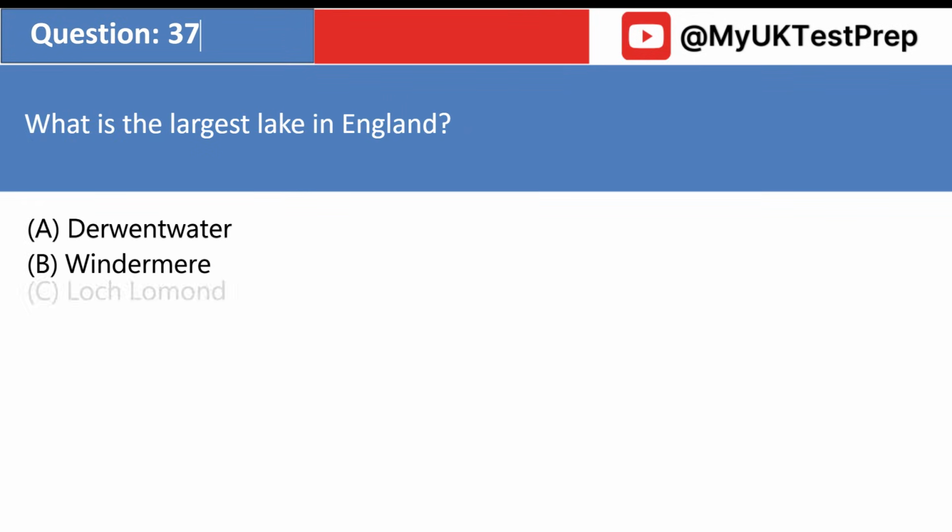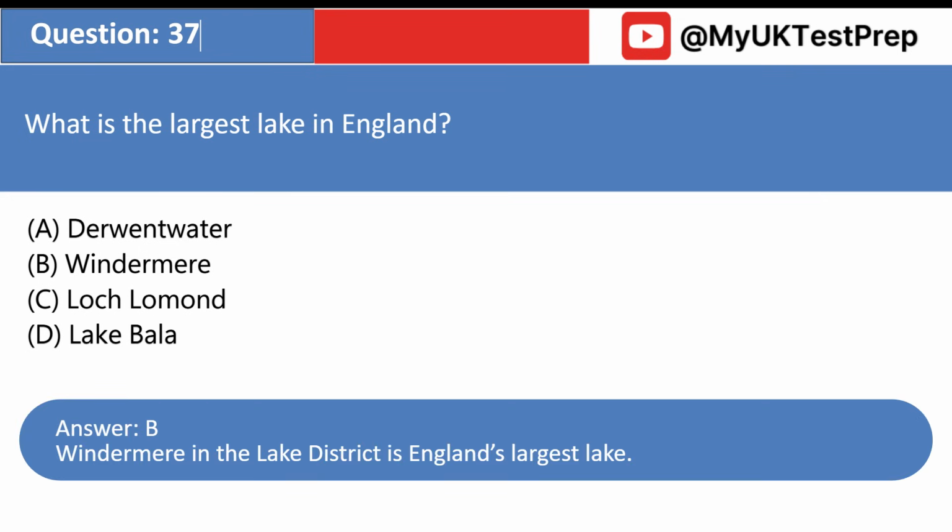What is the largest lake in England? A. Derwentwater. B. Windermere. C. Loch Lomond. D. Lake Bala. Answer, B. Windermere in the Lake District is England's largest lake.